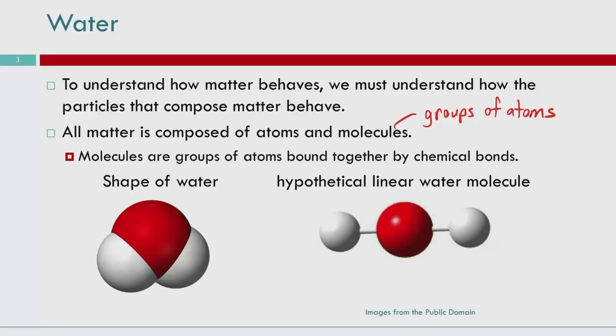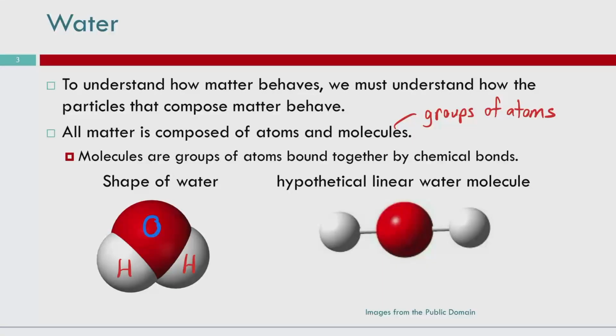If we were to look at water, water is made up of 2 hydrogens and 1 oxygen. That's not a friendly color. That's maybe a friendlier color. Okay, 2 hydrogens represented by these white spheres and 1 oxygen represented by this red sphere.